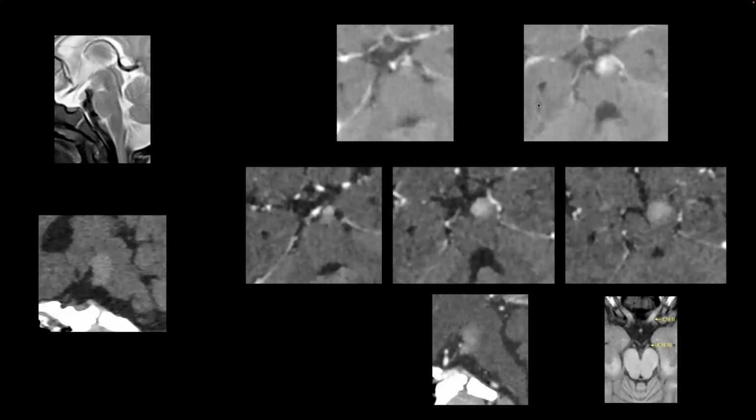These are the MRI contrast sequences. And then we have the CT contrast sequences, again demonstrating some degree of enhancement. This is just an outline of the location of the cranial nerve, the oculomotor nerve. So it is in the location of the third oculomotor nerve on the left.